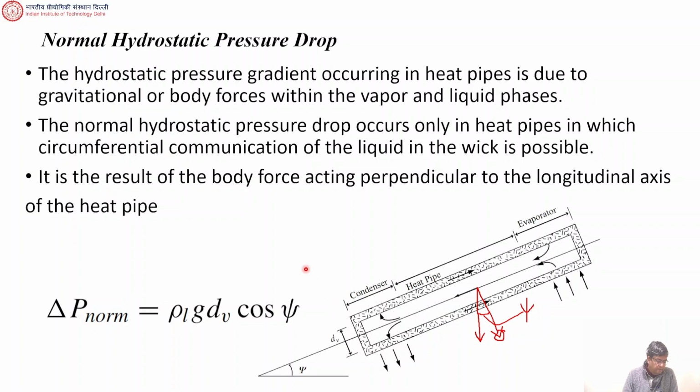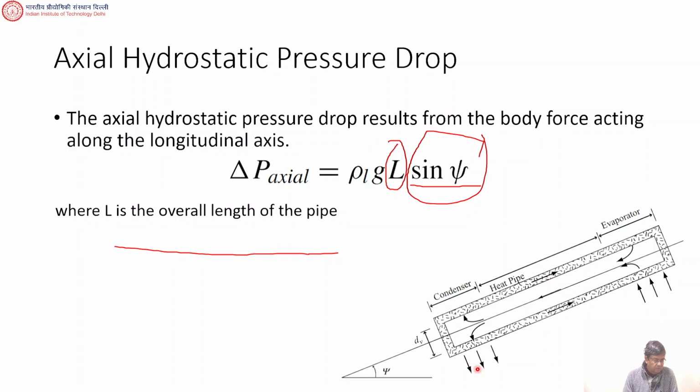This pressure drop can be written like this, using cos psi. This is the normal hydrostatic pressure drop. Similarly, we'll have an axial pressure drop. What is the axial pressure drop? It is in the axial direction, while the normal pressure drop is in the normal direction. The axial pressure drop will have sine of that same angle psi, while the other one has cos of psi.